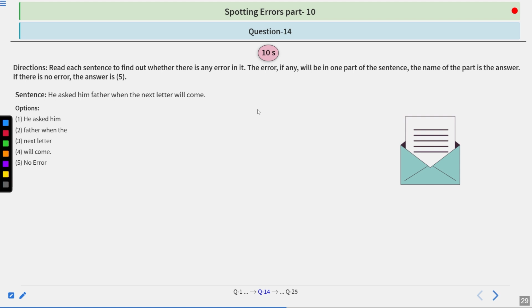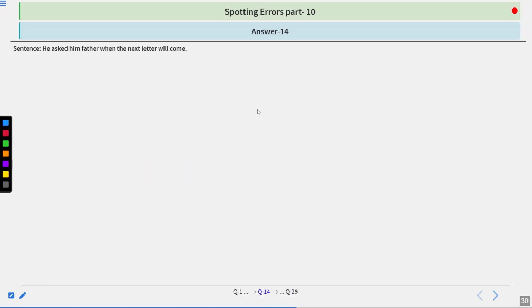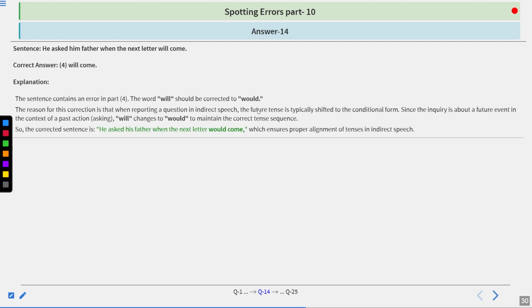He asked him, Father, when the next letter will come. Options are given below. You have 10 seconds to spot the error. I hope you have answered. Let's move to the correct answer. The correct answer is option number 4, will. The explanation is the word will should be corrected to would.